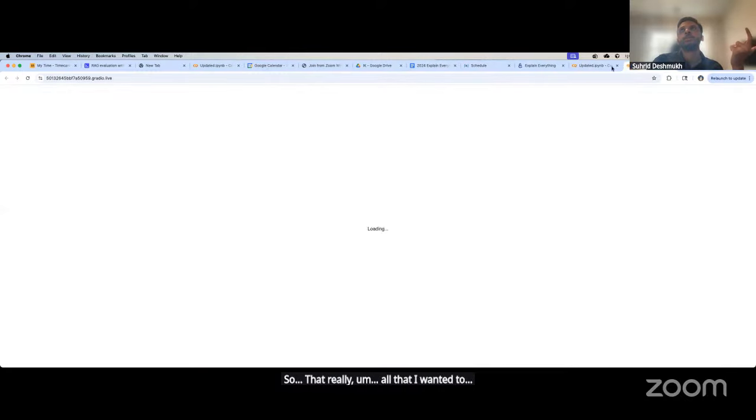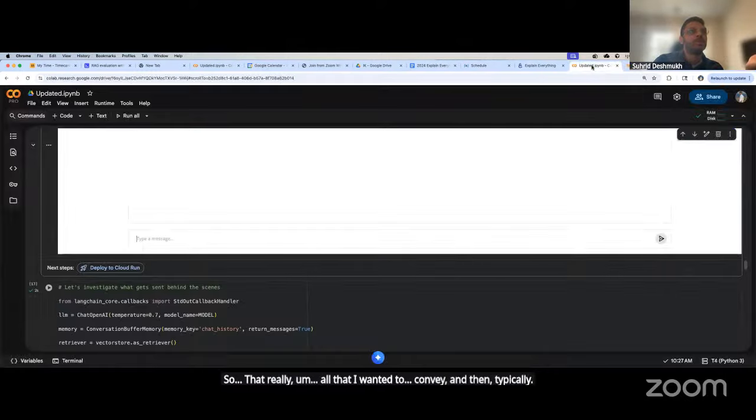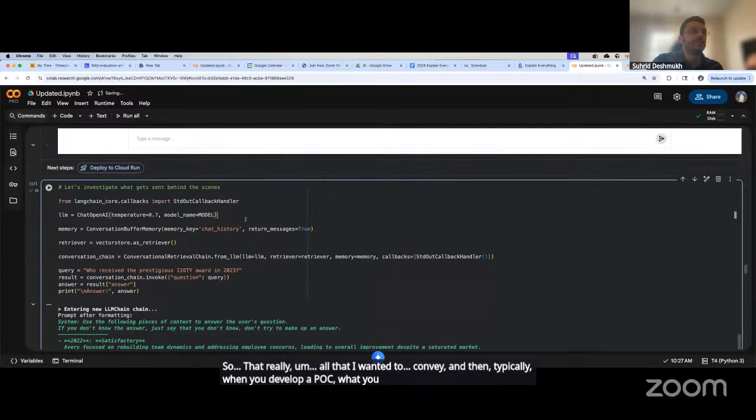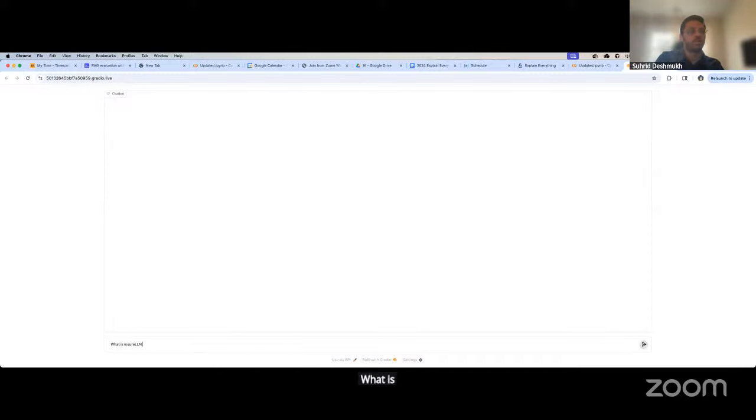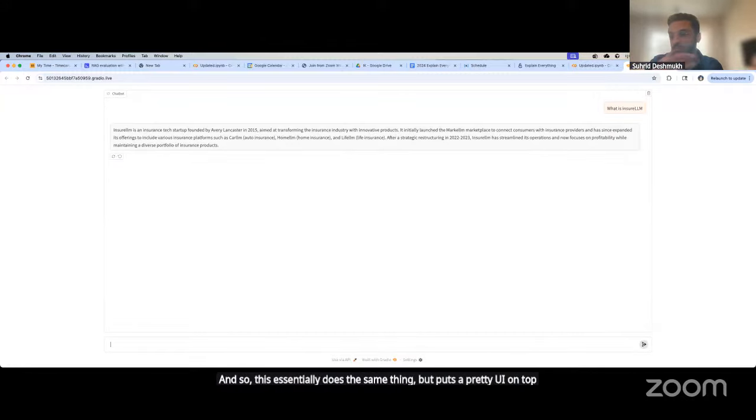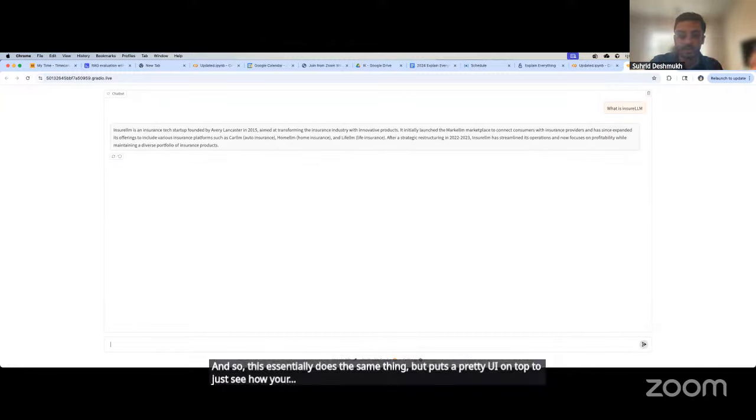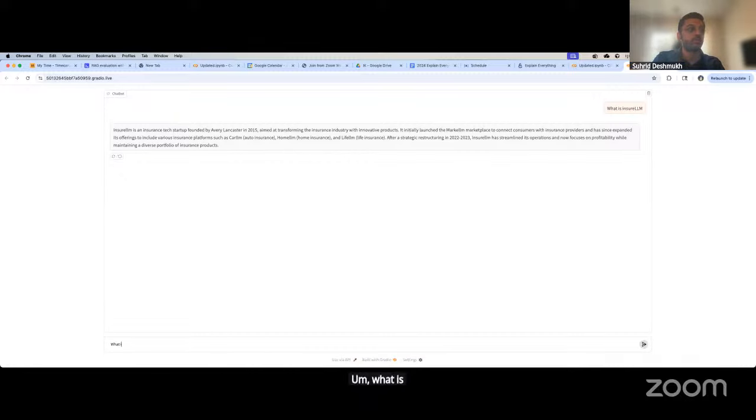And then typically when you develop a POC, what you can very easily do is set up a UI or a front end to showcase your project. And so this essentially does the same thing but puts a pretty UI on top to just see how your RAG-based system would function.